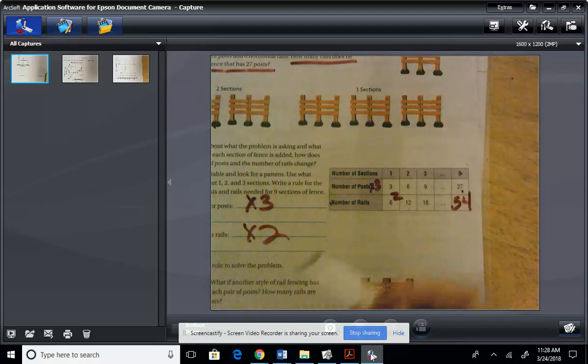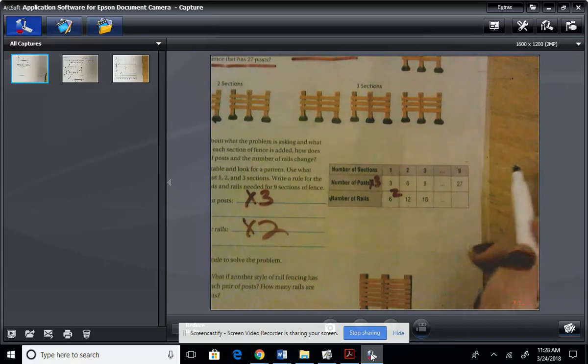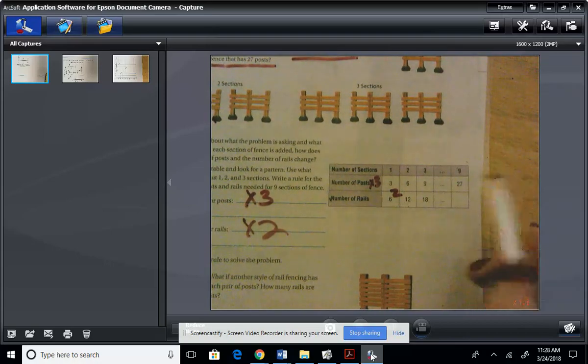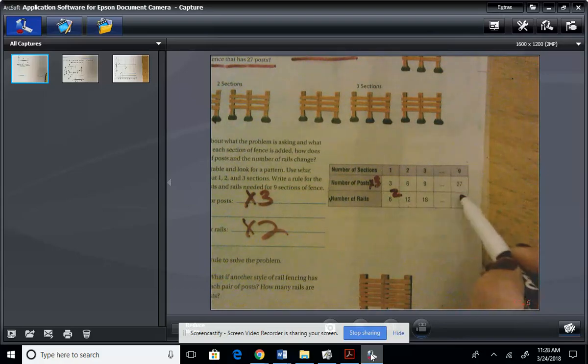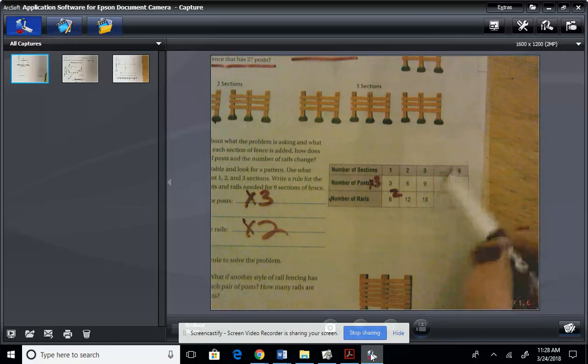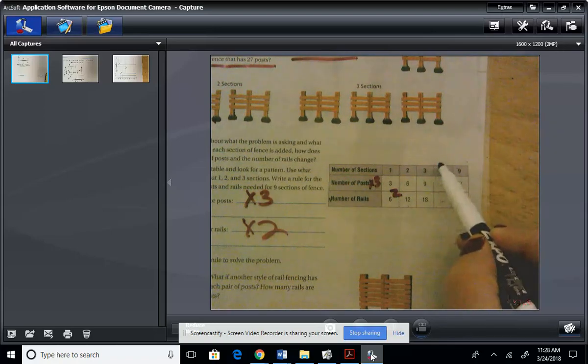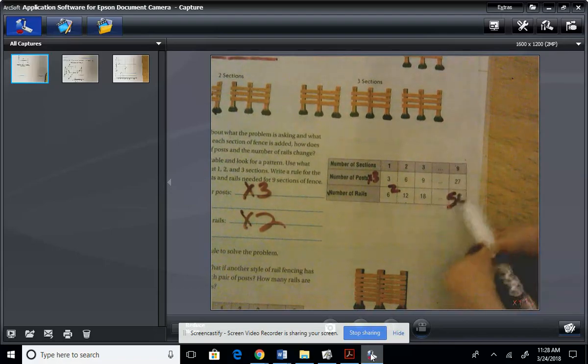So finally, did I use the final rule to figure this out? So what did we come up with? How come I'm wrong? Because, oh no, I was right. I'm sorry. 54, I was right. 54. All right, sorry guys. All right, here we go.